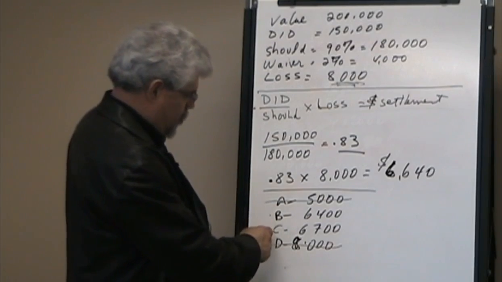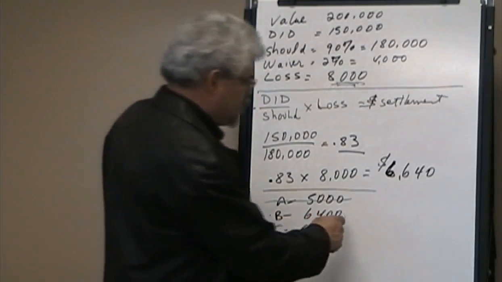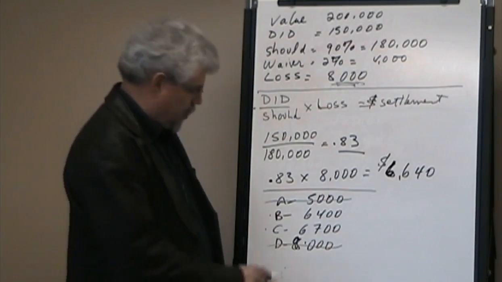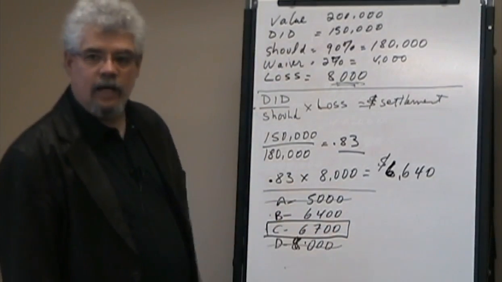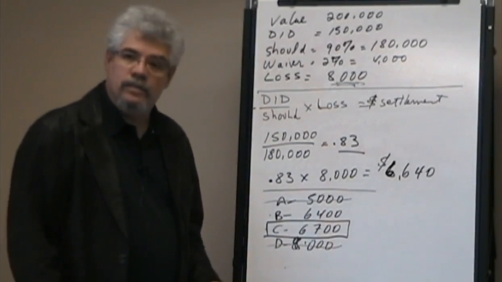B is 6,400, C is 6,700. Which is the nearest one? That's what they ask you here. It's C. That's the answer. Okay, so I hope it helps.